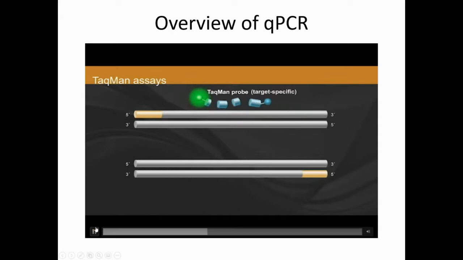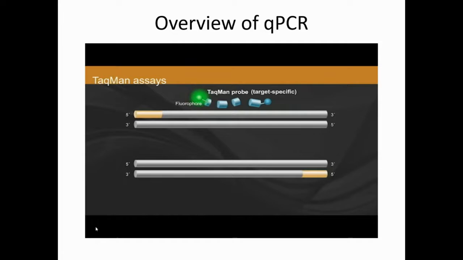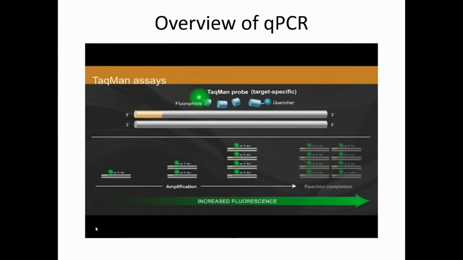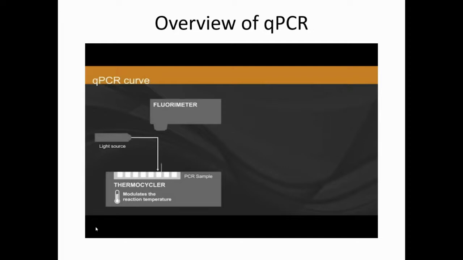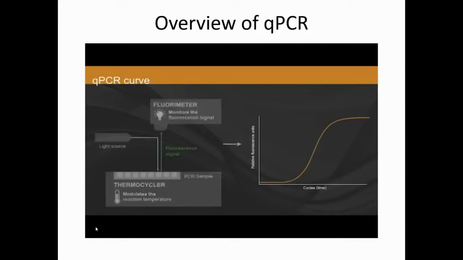It cleaves a target-specific probe, separating a fluorophore on the 5' end from a quencher on the 3' end, resulting in an amplification-dependent increase in fluorescence. A thermocycler, coupled with a fluorimeter, modulates the reaction temperature during DNA amplification, while also monitoring the fluorescence signal at each PCR cycle, generating a real-time qPCR curve.